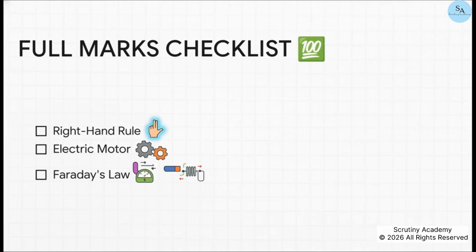And there you have it. This is your final checklist for getting full marks. Number 1, the right-hand rule for figuring out the direction of the field. Number 2, the electric motor principle, which explains how force creates spinning motion. And number 3, Faraday's law, which tells us how changing fields create a current.